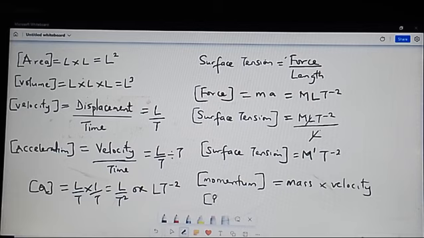Let's say P. Mass is m, velocity is L T minus 1. So it means the dimension for momentum can also be expressed as m raised to power 1, l raised to power 1, and t raised to power minus 1. So I'm going to wipe this off. Then we look at the dimension of other physical quantities.